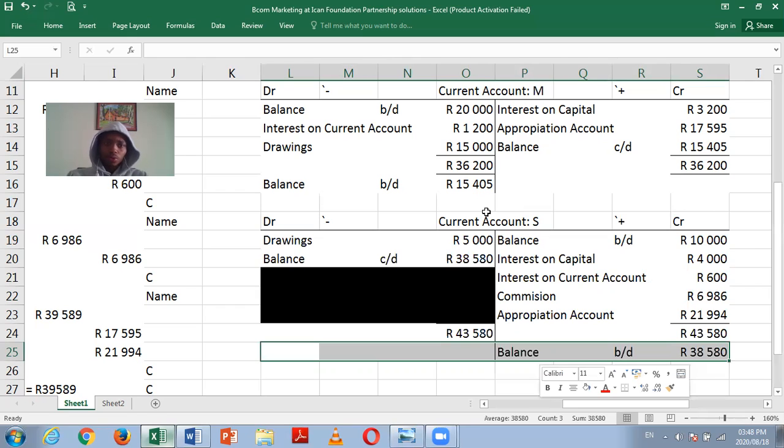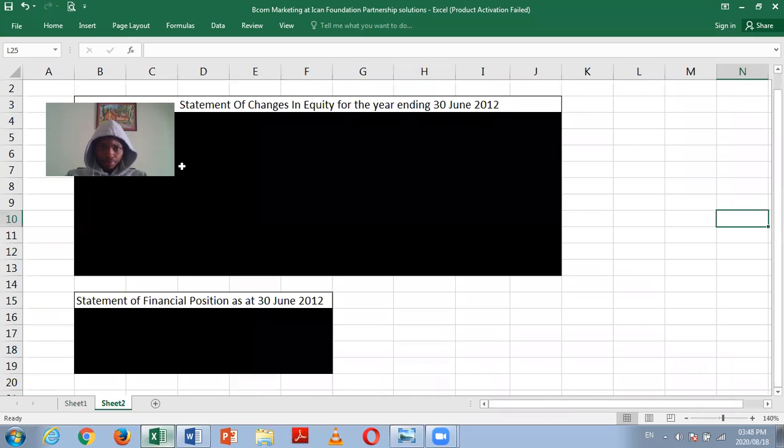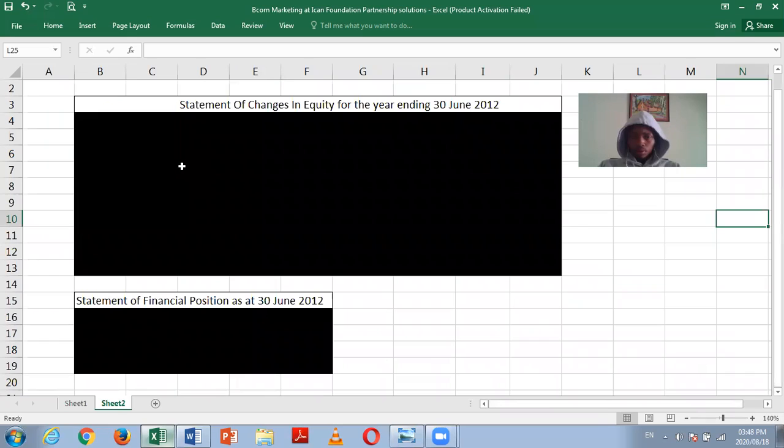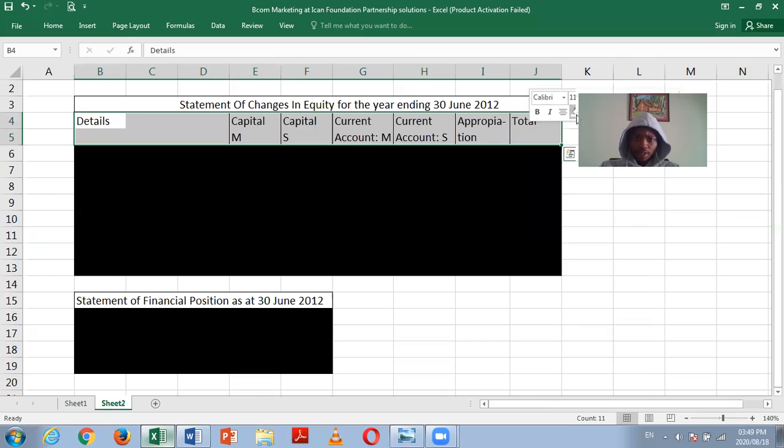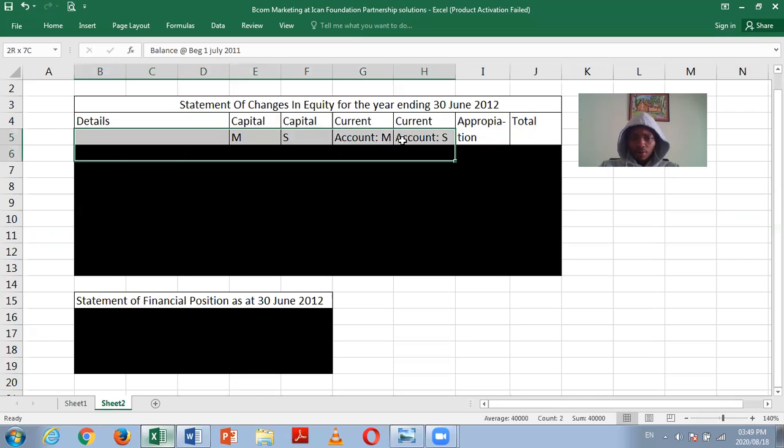So now let's go to our statement of changes in equity. In the statement of changes in equity, we're just recording the changes that are happening in the equity. So what do we have on top here? We have the capital accounts, the current accounts, the appropriation account, and the total account, right? Okay, so the first line now, what are we going to have?